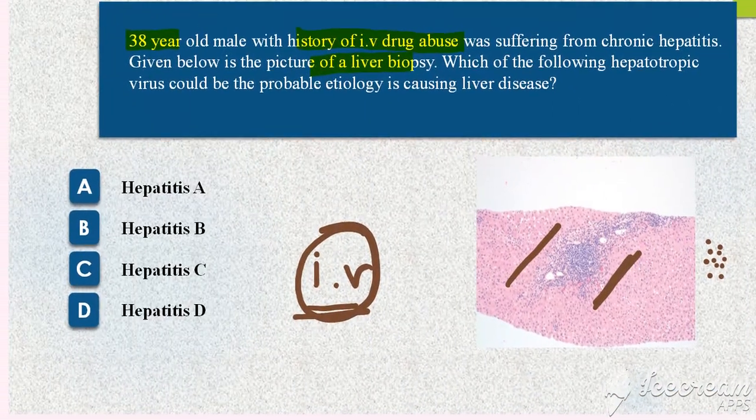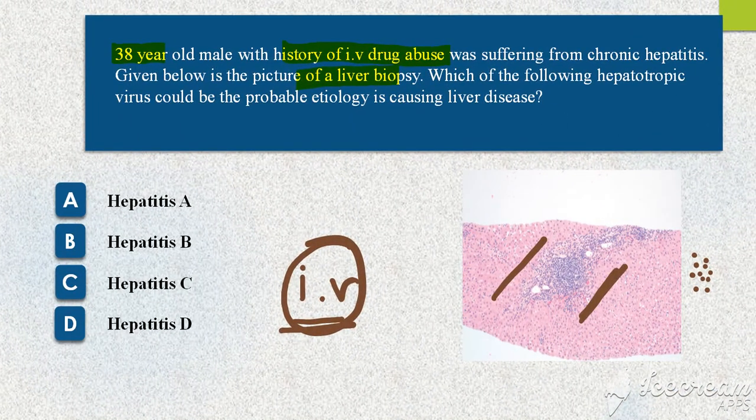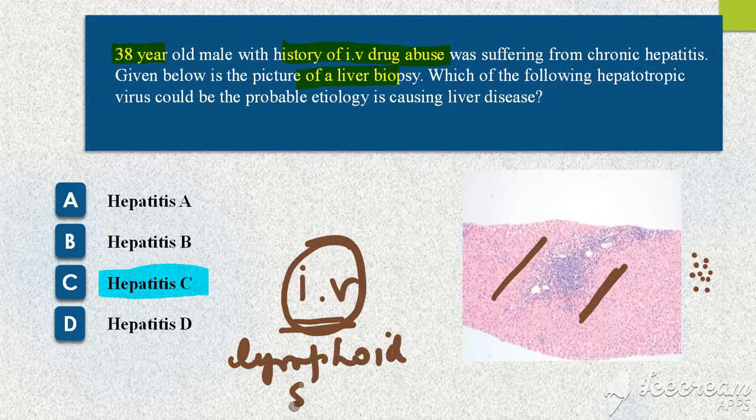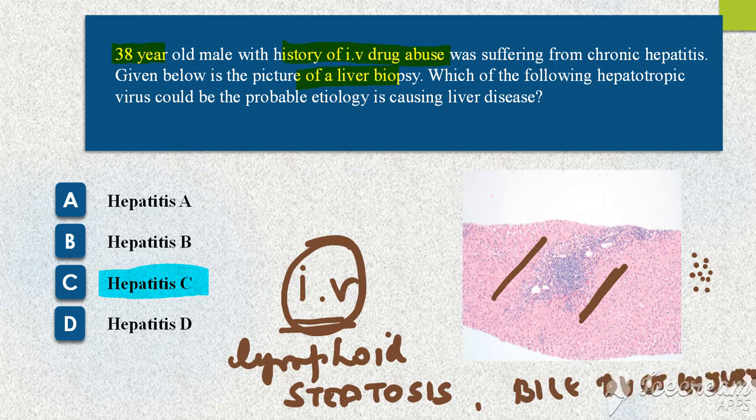Then coming to the biopsy as such, you have certain important things. Whenever you see a lymphoid aggregate, of course you go for certain serum tests, but lymphoid aggregates can be seen in many conditions. But when you think about a specific hepatitis virus which can cause lymphoid aggregate, it's hepatitis C, which can cause periportal lymphoid aggregate. Apart from this, you can have some steatosis. Fatty change can be seen in hepatitis C, and sometimes you can have a focal bile duct injury also in chronic hepatitis C infection.